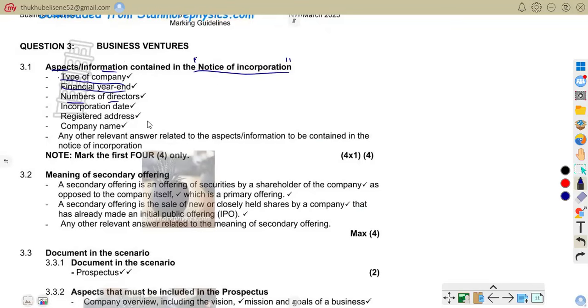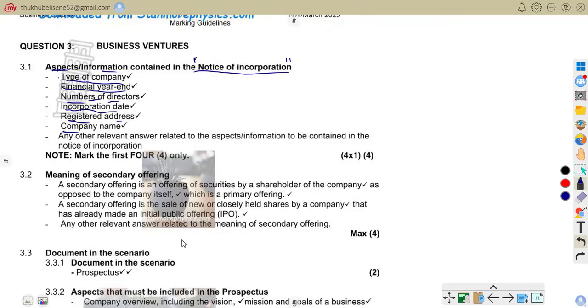Number of directors, meaning it shows how many people manage and control the company. Incorporation date: this is the official date when the company was legally registered. Then we have registered address, which is the official physical address of the company where the legal documents are sent. Company name. That is the legal name under which the company operates.